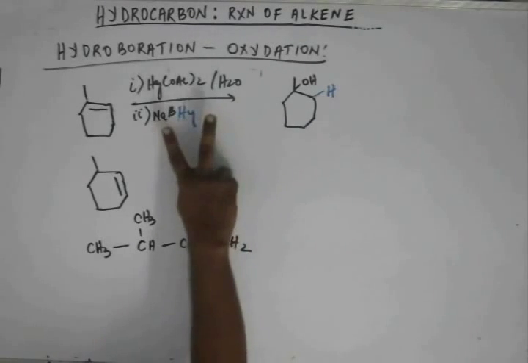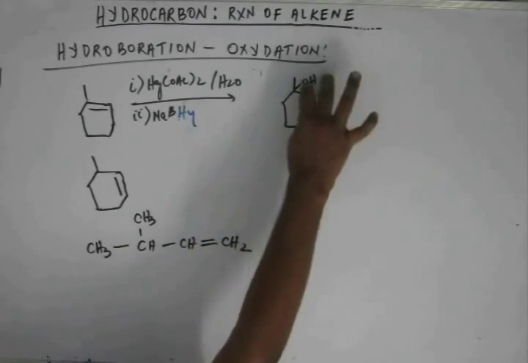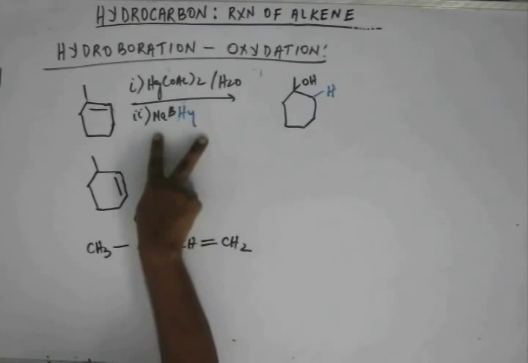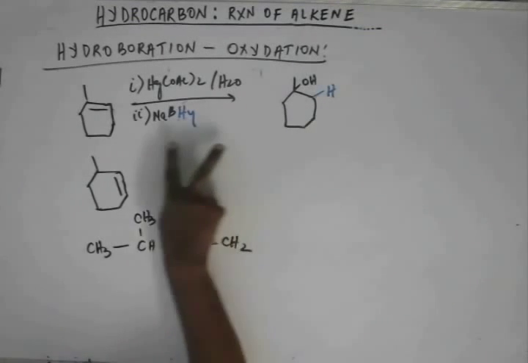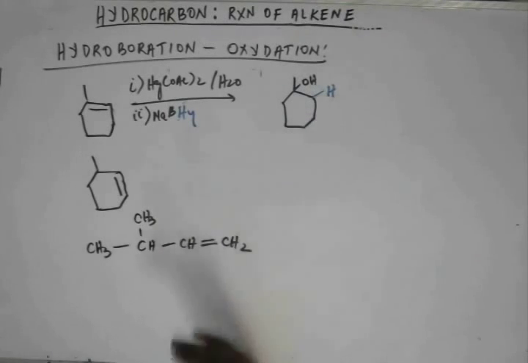From water you are getting OD. So if you take D2O instead of H2O, you will have OD here. But if you take NaBH4, there will be hydrogen here. If you take NaBD4, then there will be a D here. So this you have to keep in mind, that hydrogen is coming from sodium borohydride.